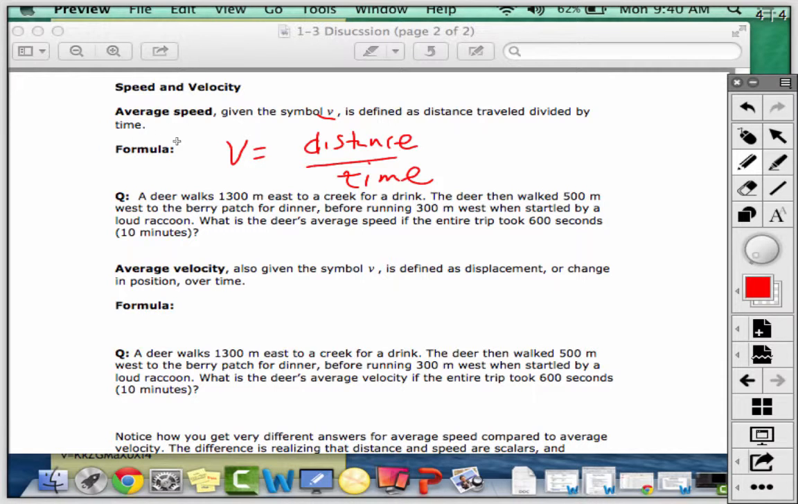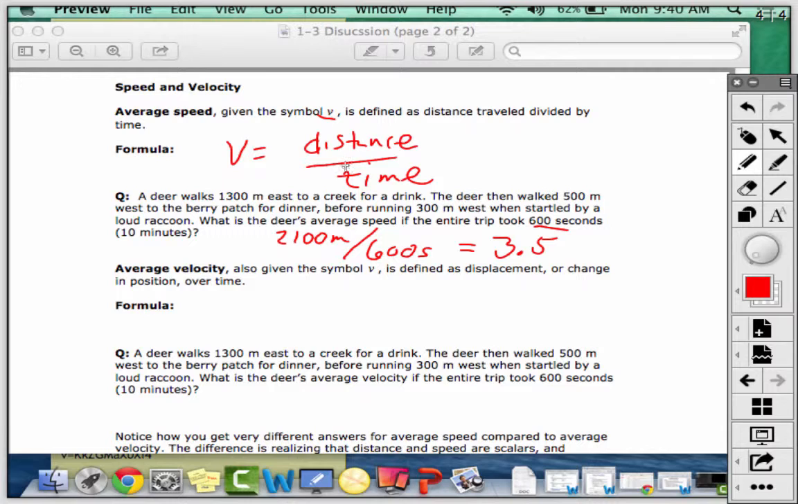So we have the same deer problem here. It goes for a drink, eats some berries, gets scared by a raccoon, and they want you to calculate the deer's average speed if the entire trip took 600 seconds. So what distance did the deer travel? If we look at the front, I believe he traveled 2,100 meters. And how long did it take him? The problem tells us it took him 600 seconds. So 2,100 divided by 600 gets me 3.5.